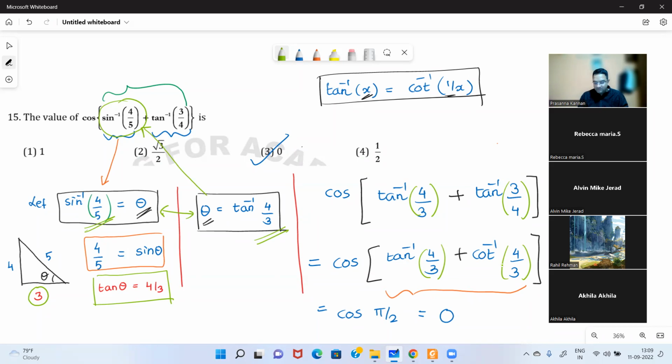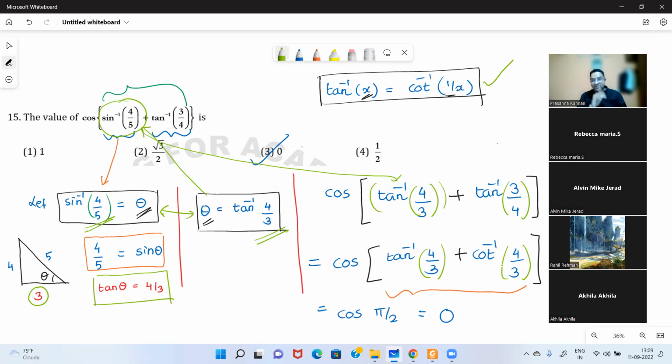So let's take up the question. Cos of tan inverse 4 by 3 plus tan inverse 3 by 4. In place of this, I have written tan inverse 4 by 3. Clear? And tan inverse 4 by 3, I am keeping it as it is. The next term, tan inverse 3 by 4, I am writing it as cot inverse 4 by 3, reciprocal, because we know that tan inverse x is cot inverse 1 by x.